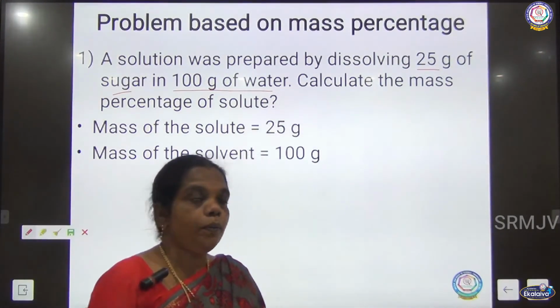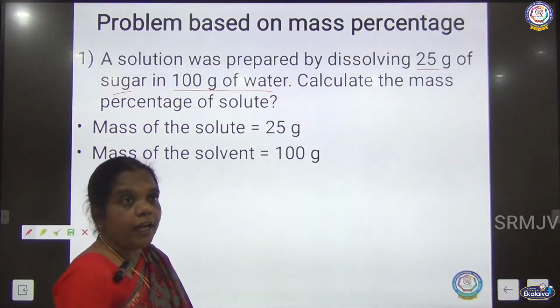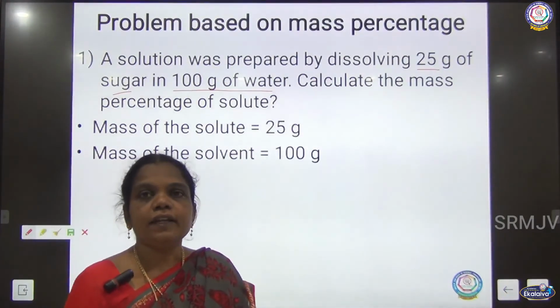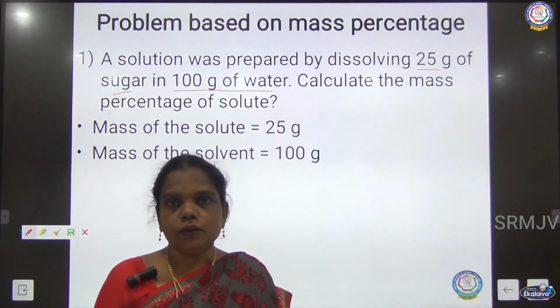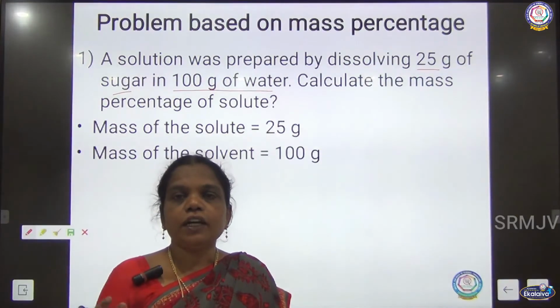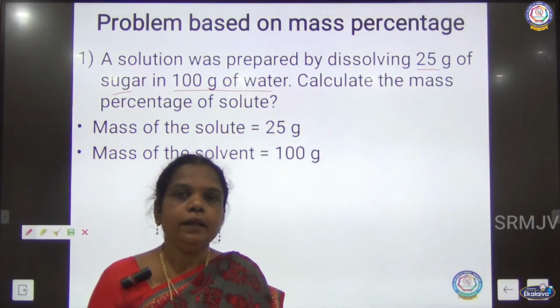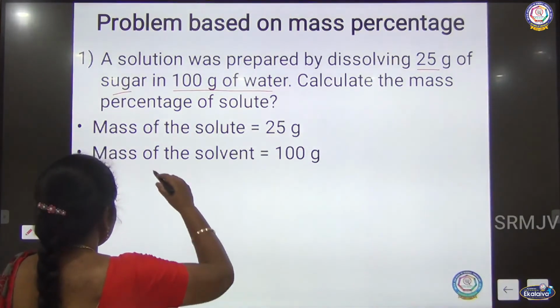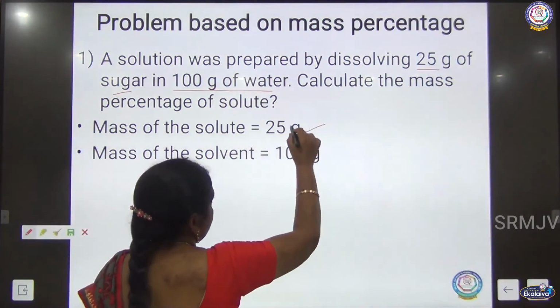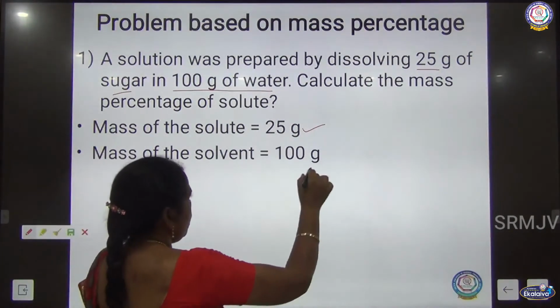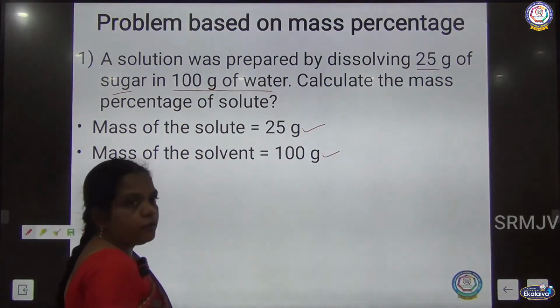From this you can find out the mass of solute and mass of solvent. In the given problem, the sugar is given as 25 gram, lesser mass, and water is given as 100 gram, larger mass, so that we can find out easily sugar is a solute particle and water is a solvent particle. Now based on this, mass of the solute is 25 gram, nothing but sugar, and mass of the solvent is 100 gram, nothing but water.